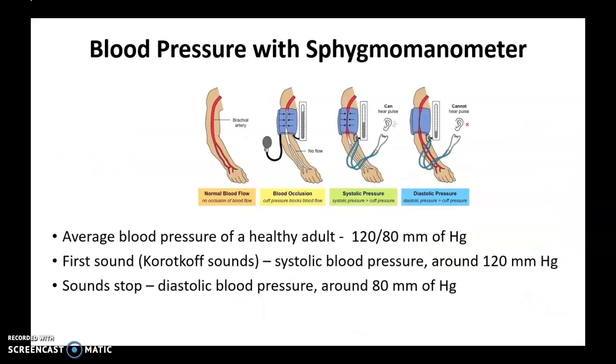Okay, so the average blood pressure of a healthy adult is 120 by 80 millimeters of mercury. The number 120 represents systolic pressure, when there is a lot of pressure on the wall of the artery, and 80 is diastolic pressure, when the ventricles are relaxing and we have less blood exerting pressure on the wall of the artery. So the top one is systolic pressure, and this is diastolic pressure.